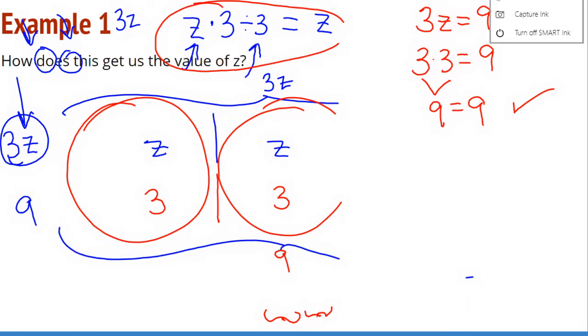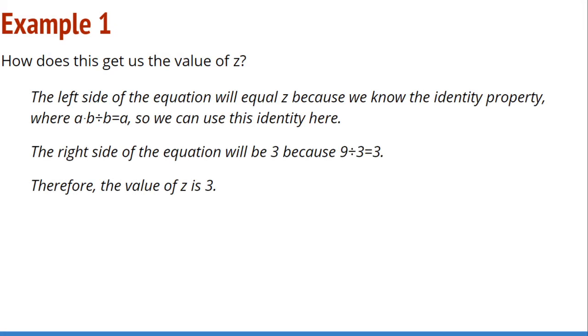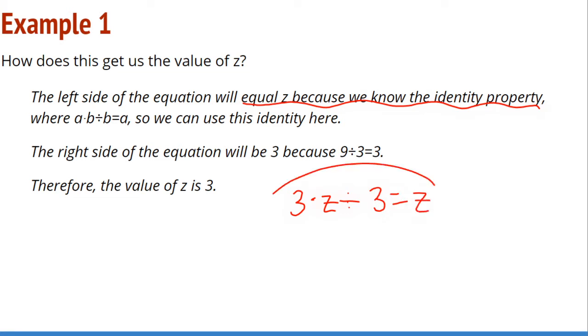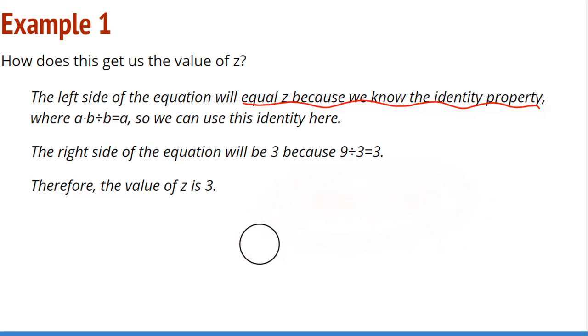So a little explanation. How does this get us to the value of 3? The left side of the equation will equal z because we know the identity property. So we had the 3 times z divided by 3 left me with the z. And I showed you that on the last slide. So I can use the identity property on the left side. The right side of the equation will be 3 because 9 divided by 3 is 3.